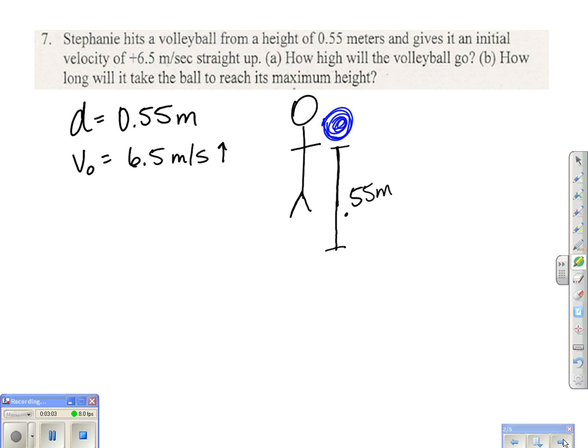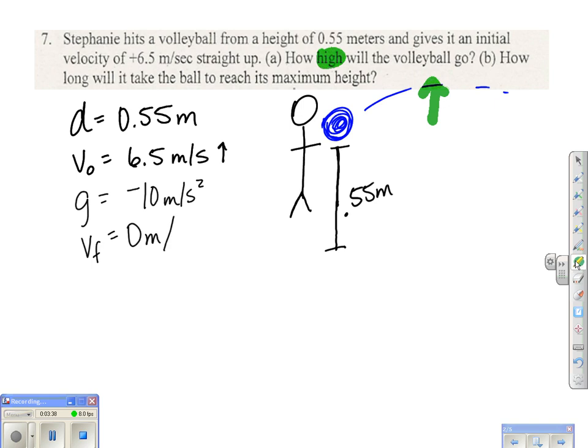Now, as she spikes the volleyball, it is going to go up into the air, like that. The thought process here is gravity is involved because we're talking about the up and down and how high it will go. When we're talking about how high it will go, we're talking about this directional information. So we're going to pull gravity in here. Because it's going up, we'll use a negative 10 meters per second squared. Also, at the very top, when the volleyball starts coming down, its speed will be 0 meters per second. These are a few things that you need to remember when you're doing this type of problem.